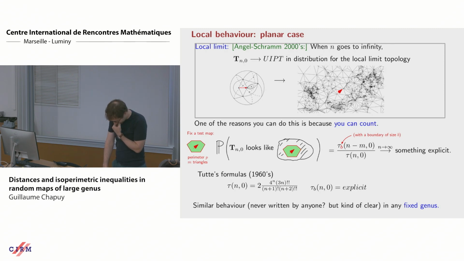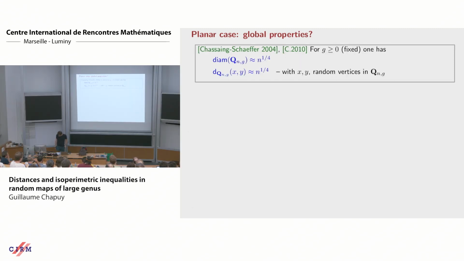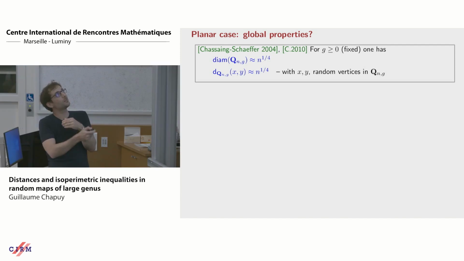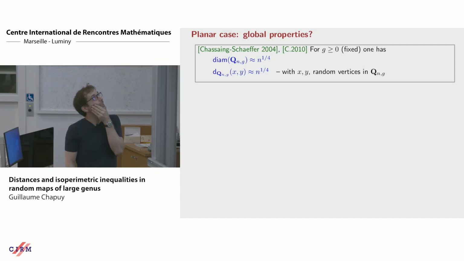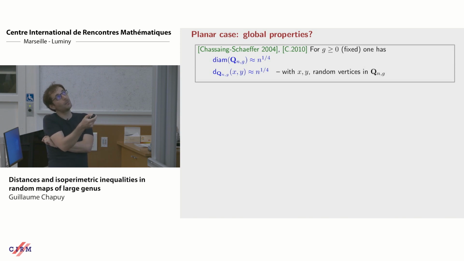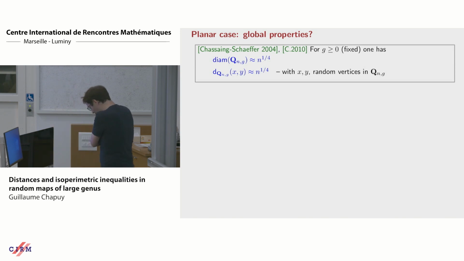Okay, so then what about the global behavior? I wrote planar case, but in fact I should have written fixed genus, because I changed my slides, but I forgot to change the title. So now you fix your genus, and I'm going to give a typical statement about global properties.